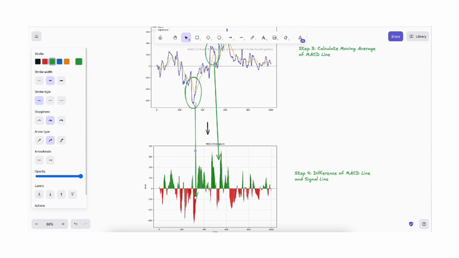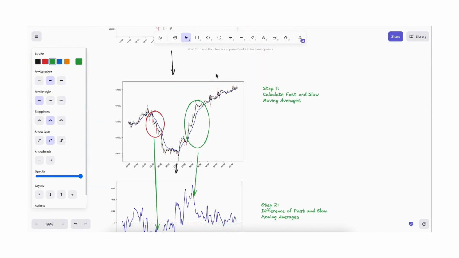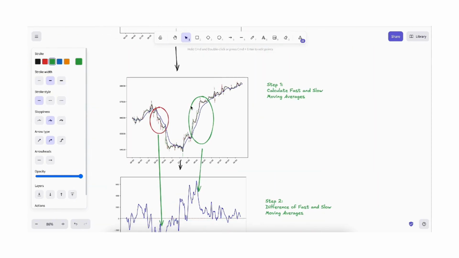So going back to our figure here, this is step 1 of our calculation, where we calculate the fast and the slow moving averages.